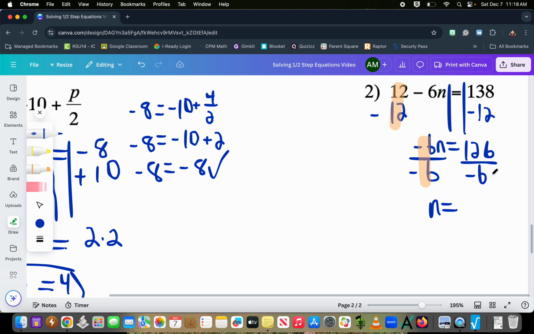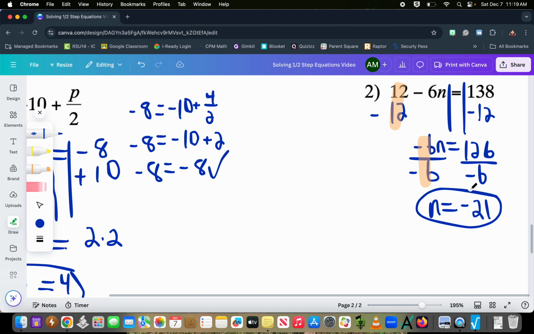So this would be a time when having your multiplication chart or your planner with your multiplication chart in it would be super helpful. For me, I know that a positive divided by a negative is going to be a negative. And then I know that 126 divided by 6 is going to be 21, so negative 21 in this case.